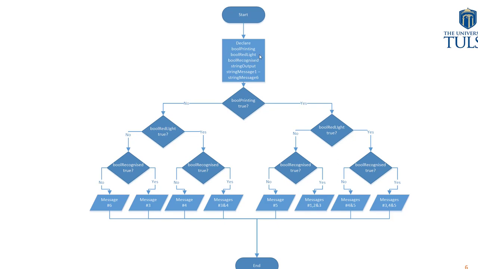I have this documented in JavaScript code. For bool printing to be true in this case, based upon what I said earlier, it means that it is not printing. So it is true it's not printing. Then I go and see, is the red light flashing? Yes, it is. And then is it not recognized? In other words, is the printer unrecognized? If that answer is true, that'd be a yes. You go down and you display messages 3, 4, 5.